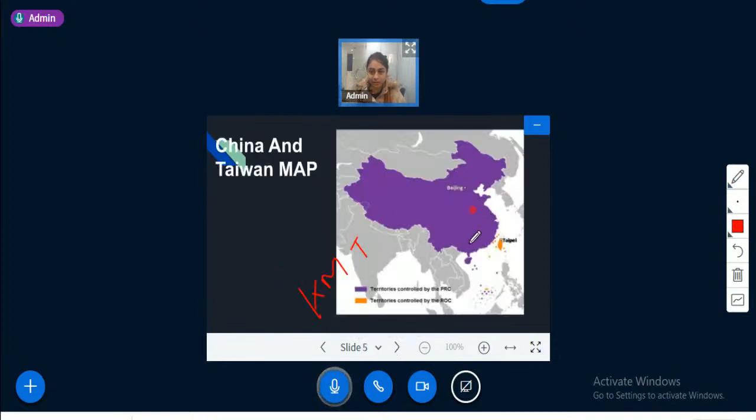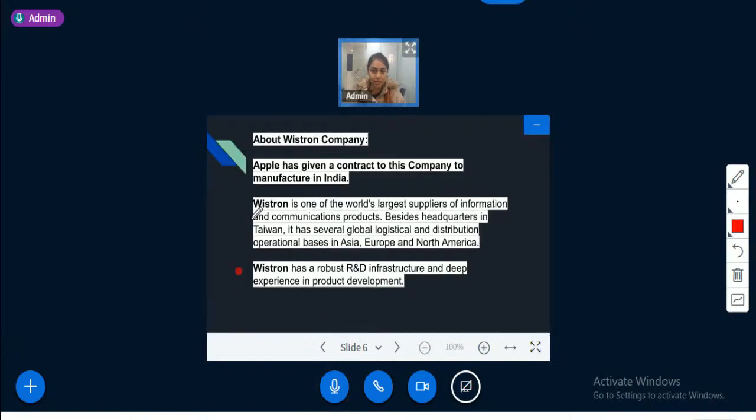Okay, I hope you have understood the China and Taiwan issue. As I told you, what is Western company? Western company was a plant of the contract company to which Apple has given its contract. It is the world's largest supplier of information and communication products. Besides being headquartered in Taiwan, it has several global logistical and distribution operational bases in Asia, Europe and North America as well. It has a robust R&D infrastructure and deep experience in product development. So it is a big company.